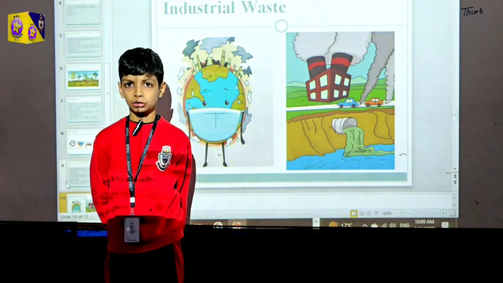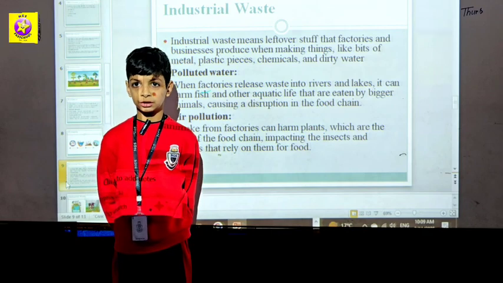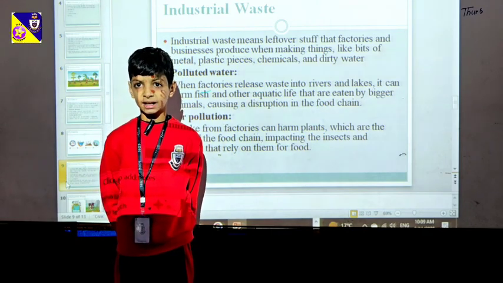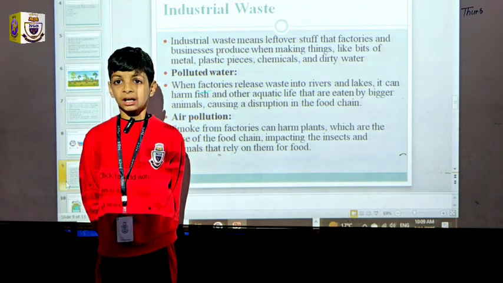Now I want to tell you about polluted water. Factories release waste into rivers. It can harm fishes and aquatic animals.